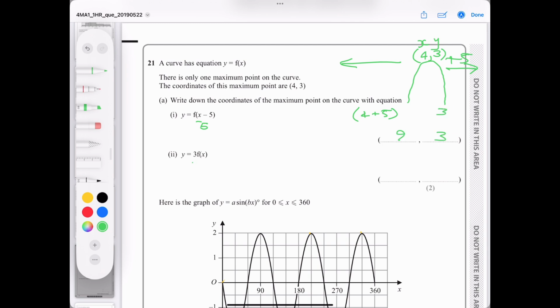Now, the second thing is that you've still got the 4, 3, but in this case, the 3 outside the brackets, outside the f(x), means it influences the y. So it's like saying 3 times y. So what is 3 times 3? It's 9. So we're going to go up to 4, that stays in the same place, comma 9.